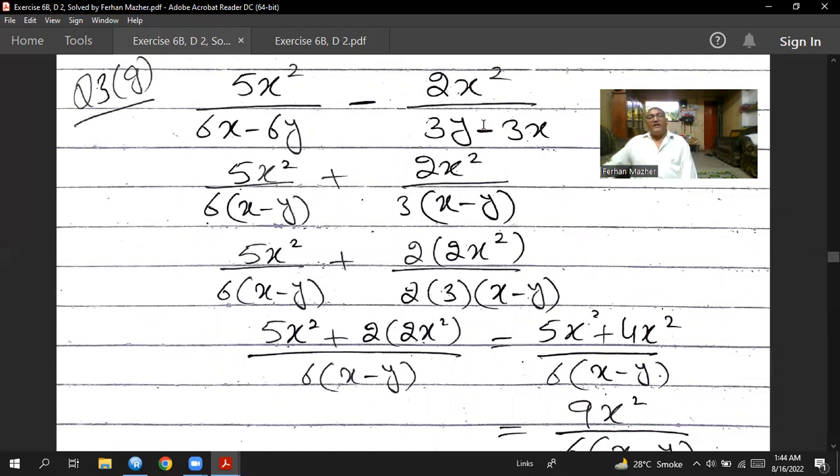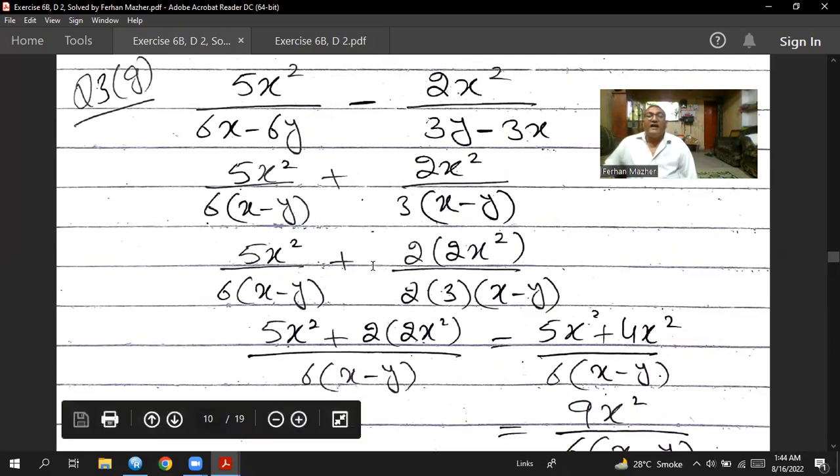From this denominator, take minus 3 common. So this minus will become positive. So you will have 2x squared divided by 3(x - y). Now here you have the 6 and here you have 3. So in this second fraction, multiply numerator and denominator both with the 2. So upstairs 2 is multiplied, downstairs also the 2 is multiplied.